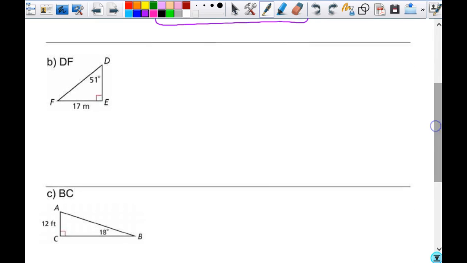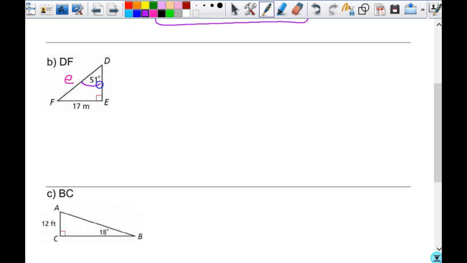All right, so the length of DF. Let's label this differently. The length of DF is this, it's the hypotenuse, right? So if this is a capital E, then the side across from it is the lowercase e. That's where we can get that variable from instead of using a random x.